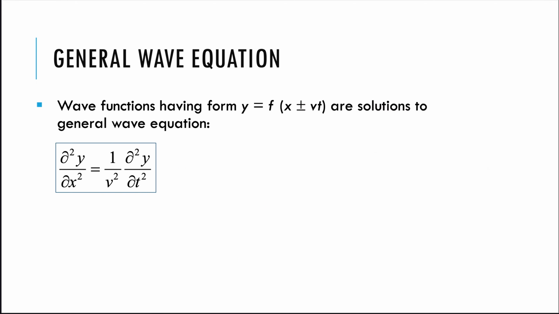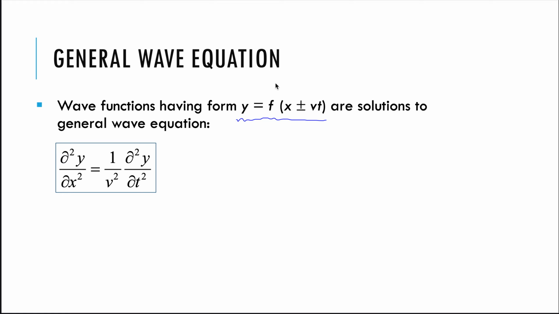The last thing for this video is the general wave equation. We're just going to touch very briefly on it. The book derives this equation for a wave on a string, but it takes a lot of math, so we're just going to skip the derivation and just give you the result. The result is that whenever you have a traveling wave, it has the form y equals some kind of function of x plus or minus vt.